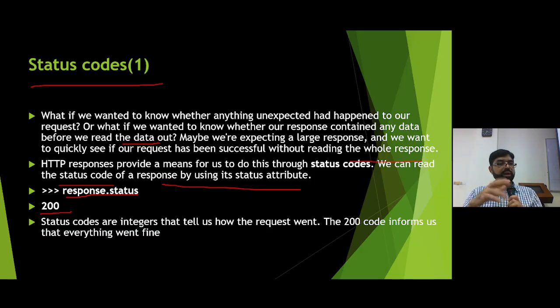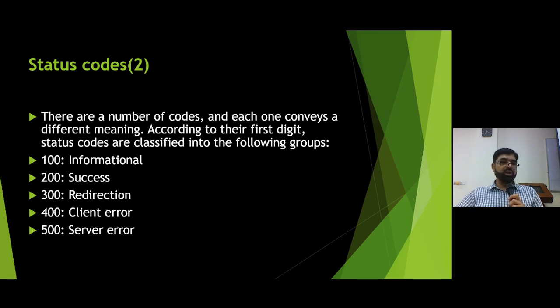So status codes are important. Status codes are integers that tell us how the request went. Code 200 informs us that everything went fine. In that case, we did not download the file. We just check the status. Is it okay? Is it working? Suppose if we want to download the file, then we request for this file.